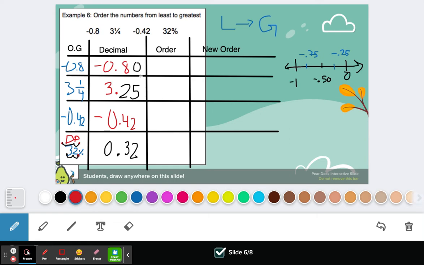So now I'm going to plot where negative 0.42 should go. If this is negative 50, this is 25. It should be somewhere right here in the middle. So I'm going to put it right here, my negative 0.42. So we can have an idea who's bigger and who's smaller. And then my negative 0.80, if this is 75, I'm going to estimate that this part is going to be negative 0.80. Okay. It doesn't have a whole number right here, so it has to be less than negative 1. That's why I only did my number line from 0 to negative 1.